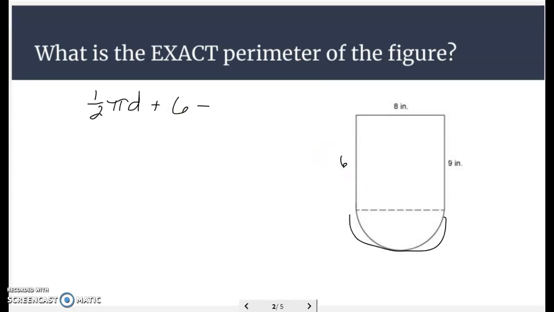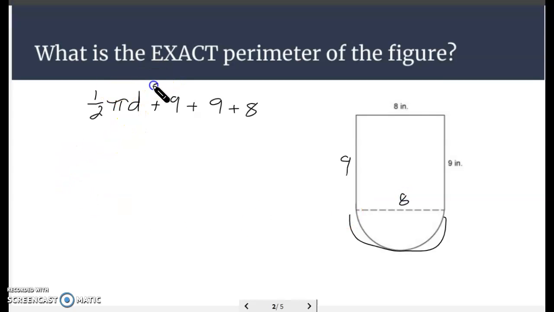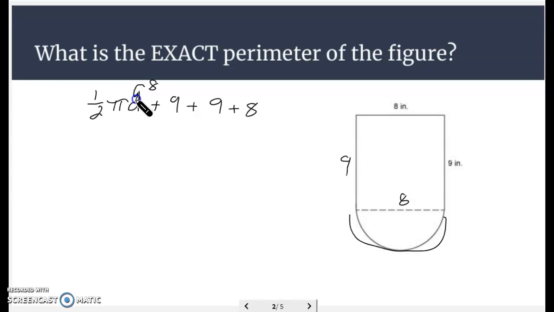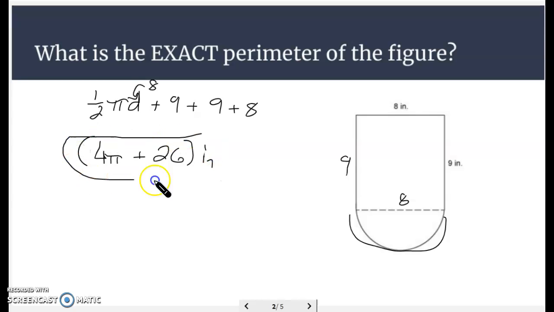Let's fix that here real quick. This side's 9, the other side's 9, so 9 plus 9 plus 8. The diameter of the semicircle is 8, so we're substituting an 8 in for this D right here. Half of 8 is 4. So we have 4 pi plus 9 plus 9 plus 8 is 26. This expression is the exact perimeter of the figure, and we are in inches. So this is a semicircle plus 3 sides of a rectangle.